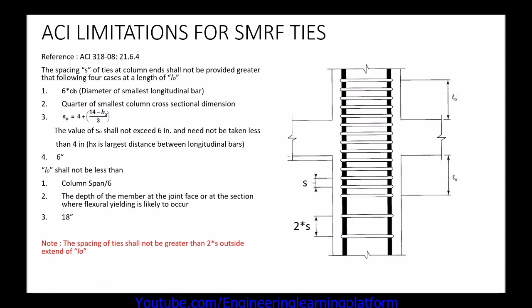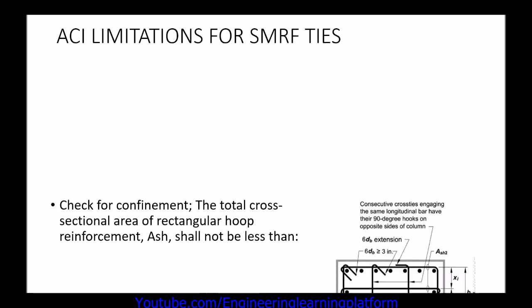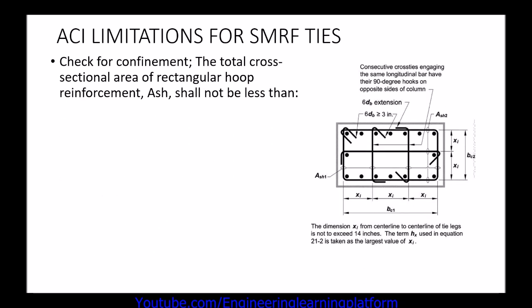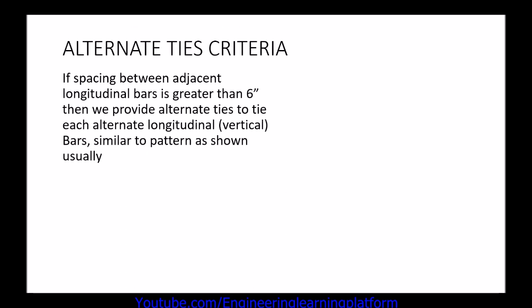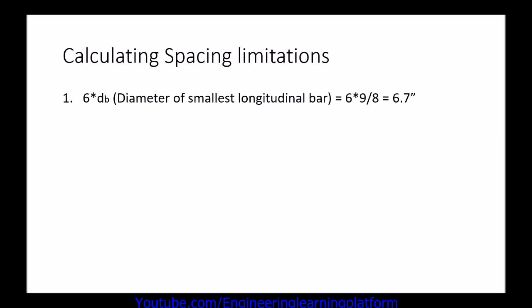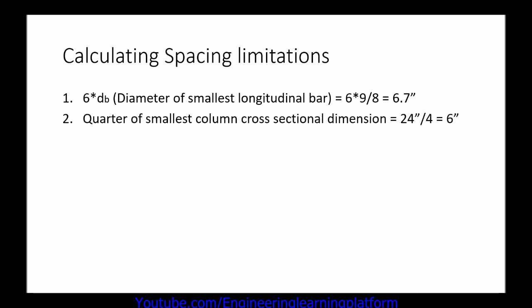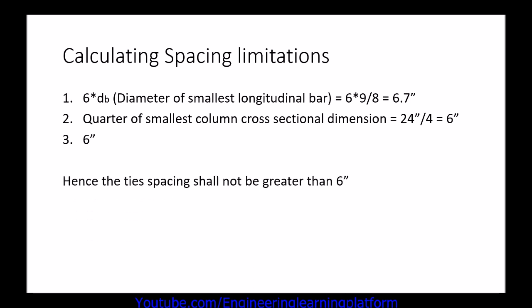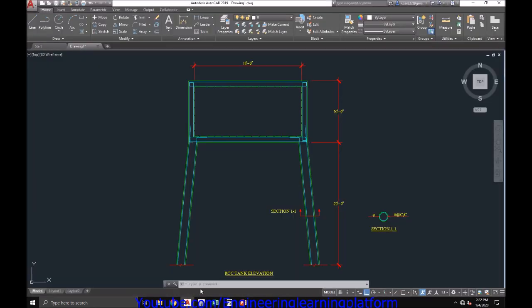So we'll calculate these spacing limitations for our case. 6 times the diameter of the smallest longitudinal bar, that is number 9, gives us 6.7. The next check gives us 6 inch and the last check is 6. So we will provide number 3 bar ties at 6 inch center to center.